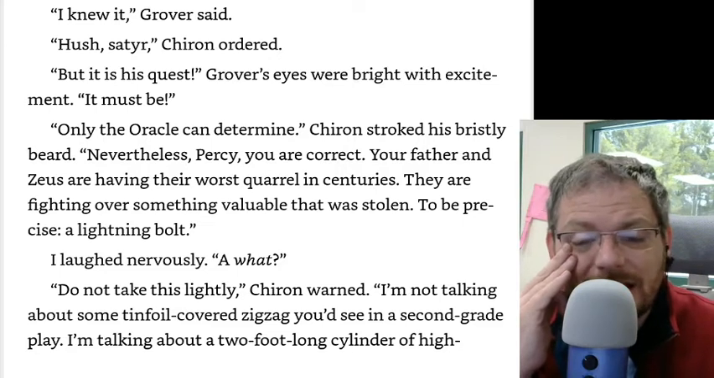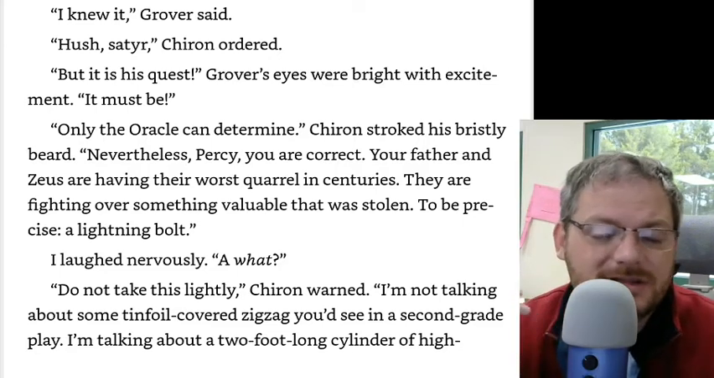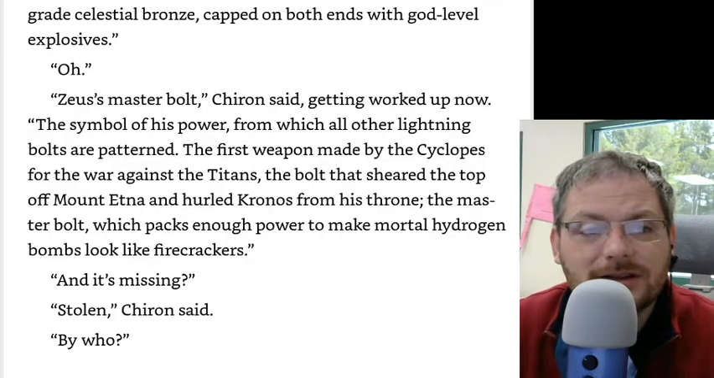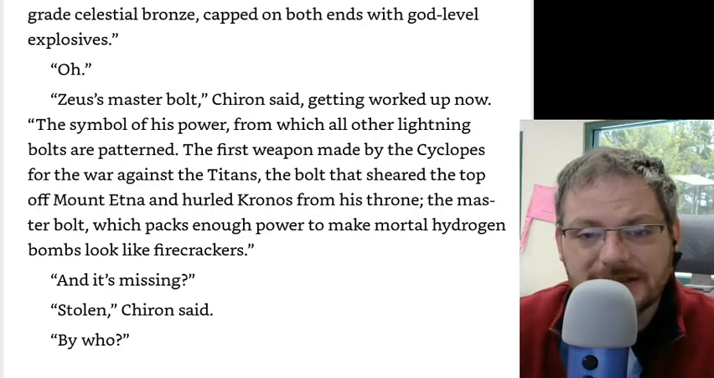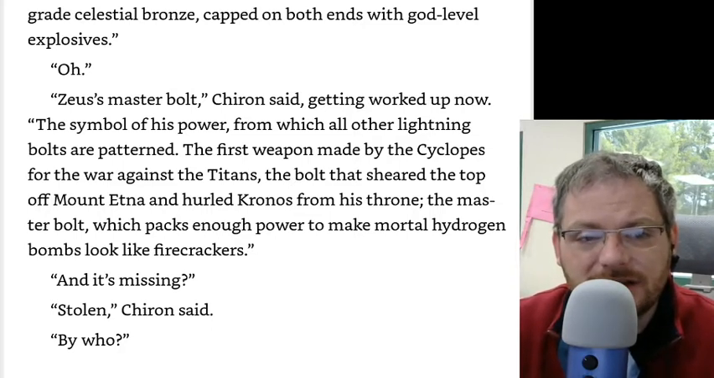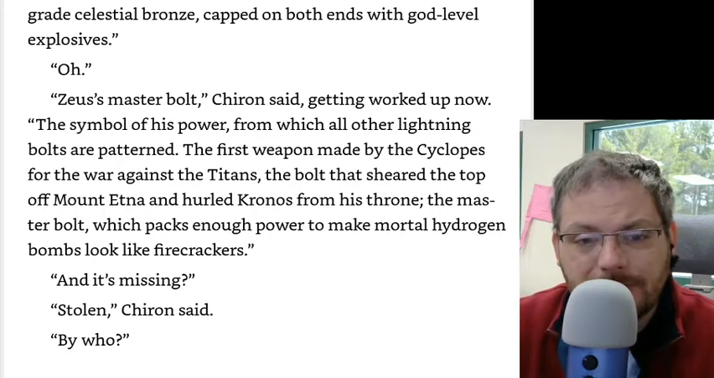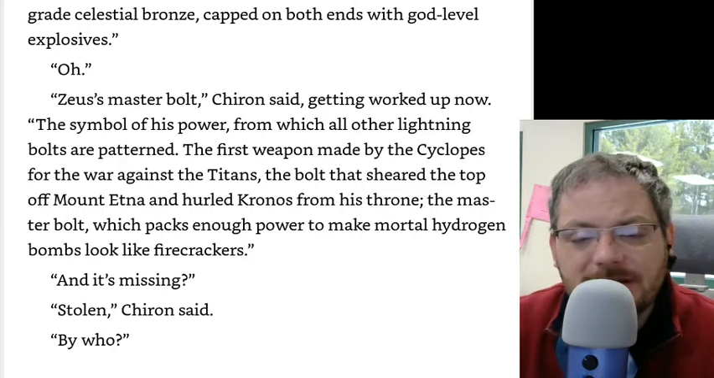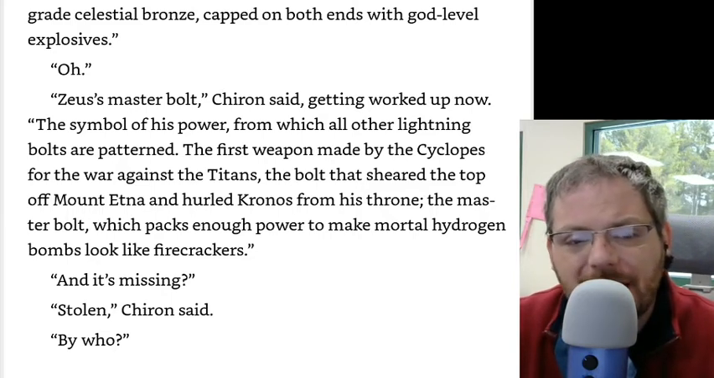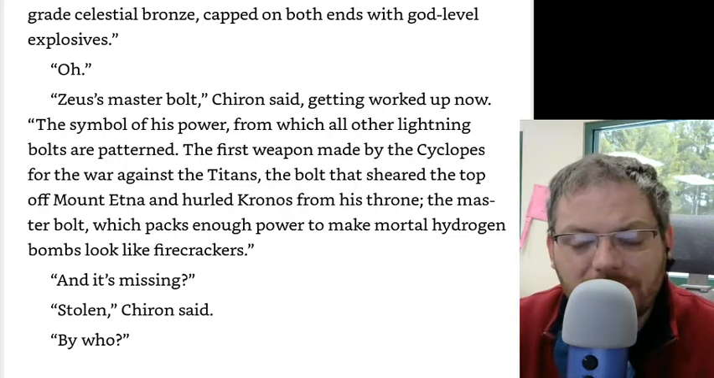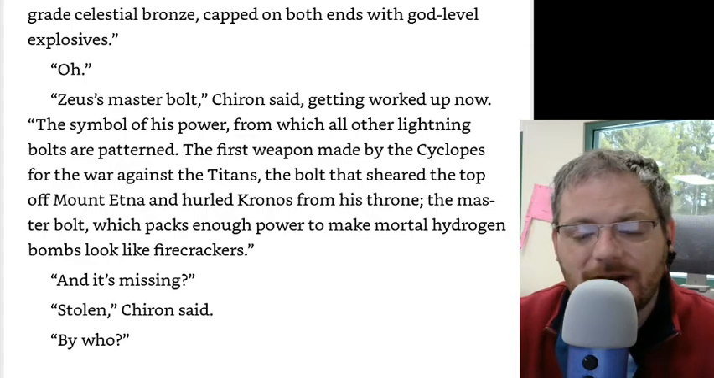"Do not take this lightly," Chiron warned. "I'm not talking about some tinfoil-covered zigzag you'd see in a second-grade play. I'm talking about a 2-foot-long cylinder of high-grade celestial bronze, capped on both ends with god-level explosives. Oh, Zeus's Master Bolt," Chiron said, getting worked up now. "The symbol of his power from which all other lightning bolts are patterned. The first weapon made by the Cyclops for the war against the Titans. The bolt that sheared the top off Mount Etna and hurled Kronos from his throne. The Master Bolt, which packs enough power to make mortal hydrogen bombs look like firecrackers."